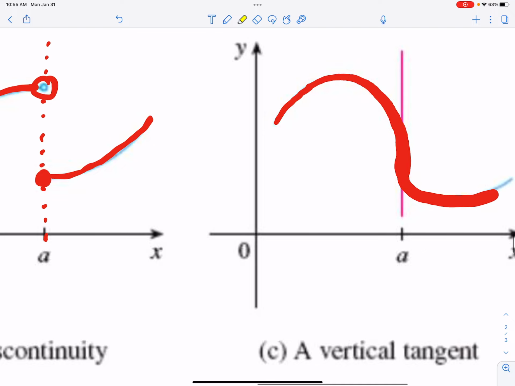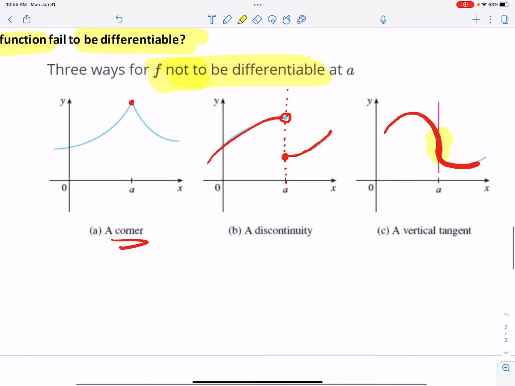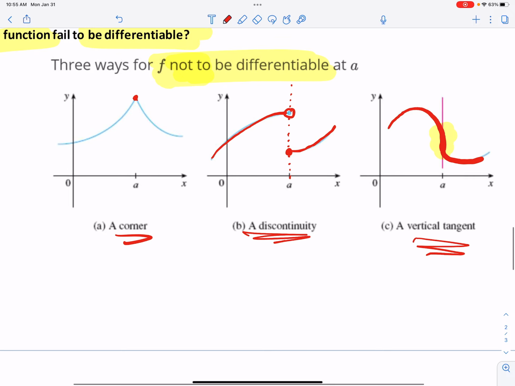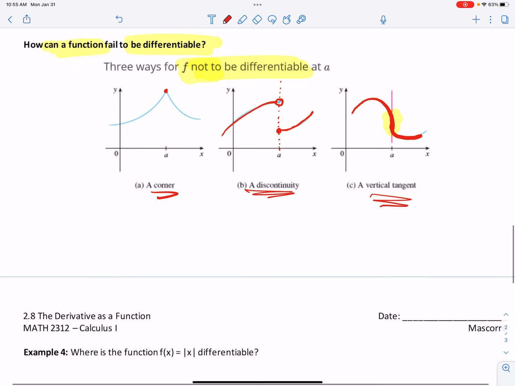But again, that one's really not that common. You won't see it on a test or anything. And I don't think I even put that one on a homework. But it does exist. Okay. But yeah, those are the only times where a derivative won't exist. Everything else, there'll always be a derivative. There'll always be some slope of a tangent line.